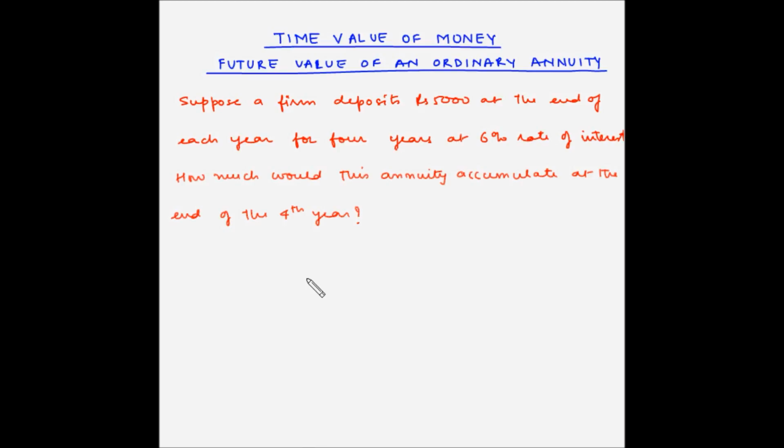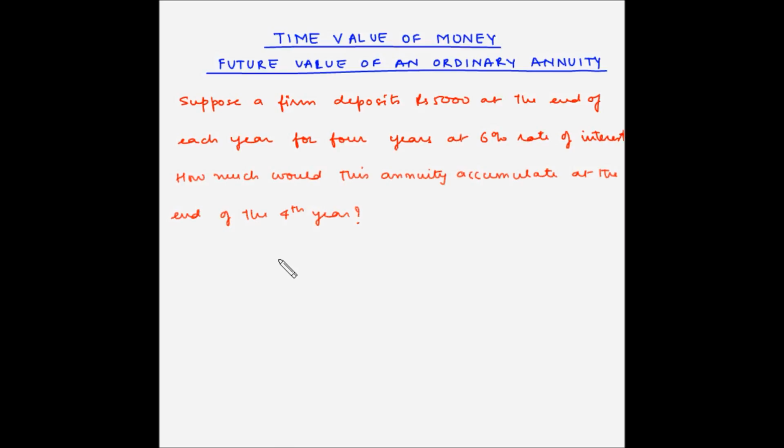So let's now take a look at the example at hand. Suppose a firm deposits rupees 5,000 at the end of each year for 4 years at 6% rate of interest. How much would this annuity accumulate at the end of the 4th year?